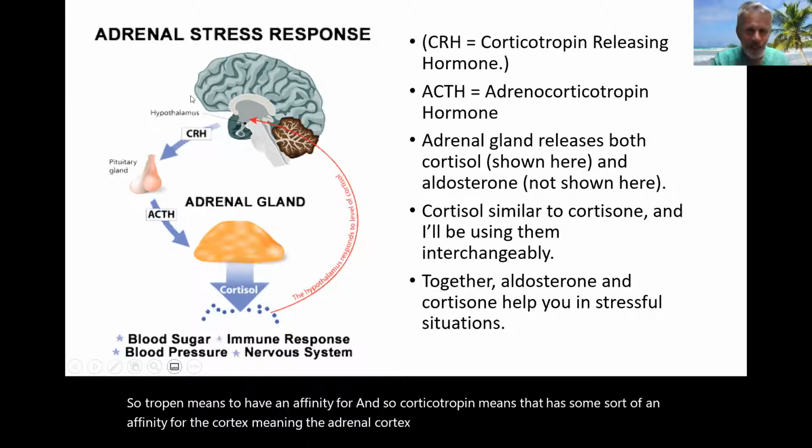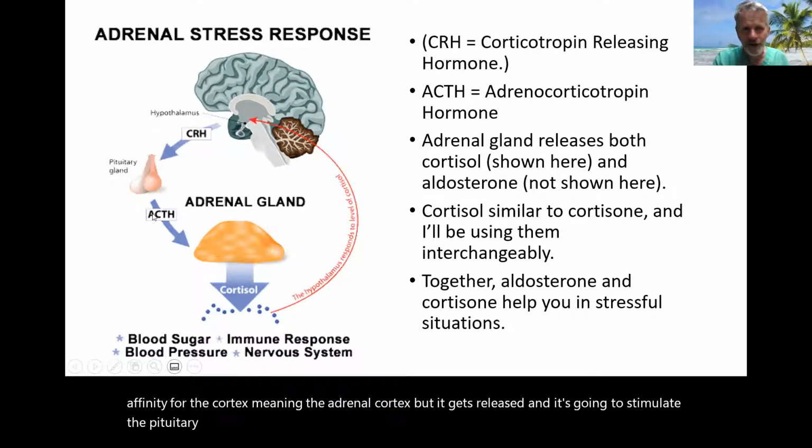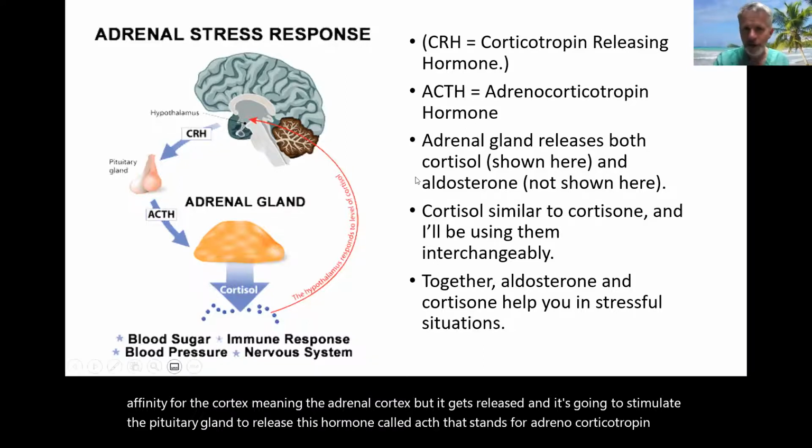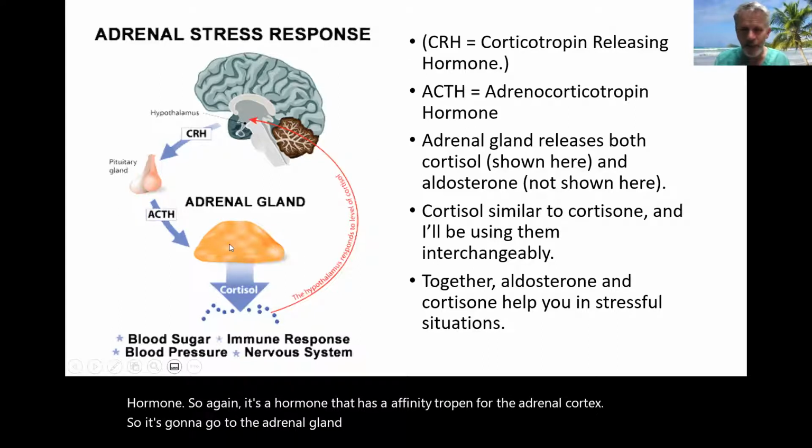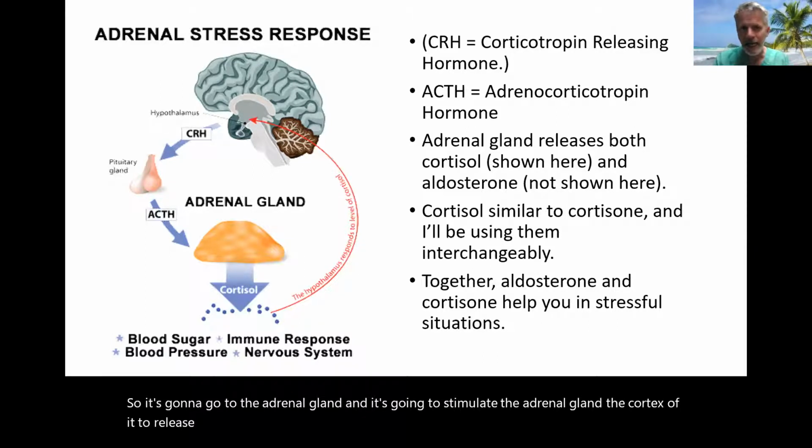It gets released, and it's going to stimulate the pituitary gland to release a hormone called ACTH. That stands for adrenocorticotropin hormone. Again, it's a hormone that has an affinity, tropin, for the adrenal cortex. So it's going to go to the adrenal gland and stimulate the cortex of it to release both cortisol and aldosterone. Aldosterone is not shown here, but the cortisol is. And then it shows some of the things that are going to happen.